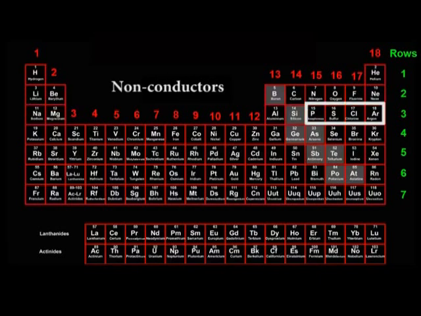Phosphorus, sulfur, chlorine, and argon are all made up of molecules and therefore are non-conductors of electricity. Silicon is unique among the elements because it is a semiconductor. Its electrical conductivity increases with increase in temperature.